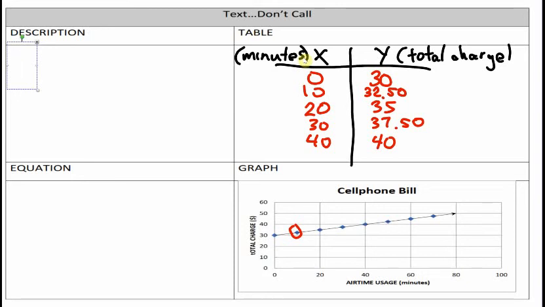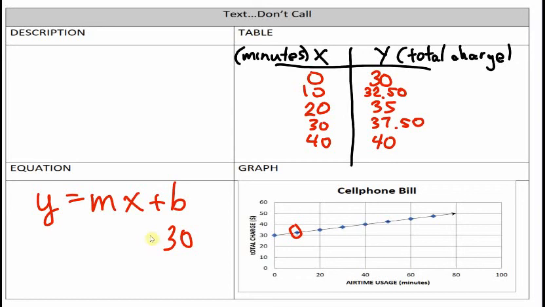Looking at the graph, this is a partial variation. I know that partial variation equations look like this, where m is the rate of change and b is the vertical intercept. So in filling in the specific values for m and for b, I know that the initial value, the starting amount, is 30. I'm going to replace b with 30 right now. X and y are the variables, right? X representing the air time and y representing the total charge. So now what I've got to figure out is, what is the rate of change?